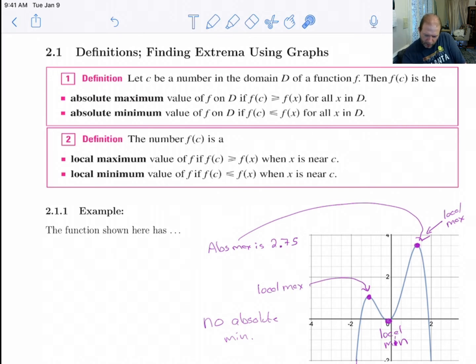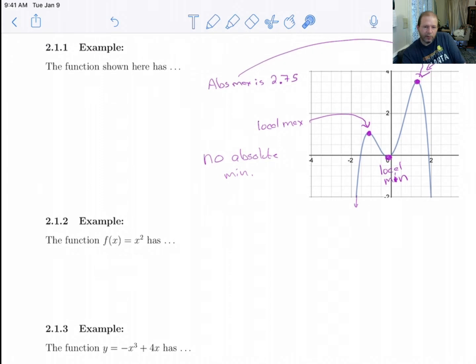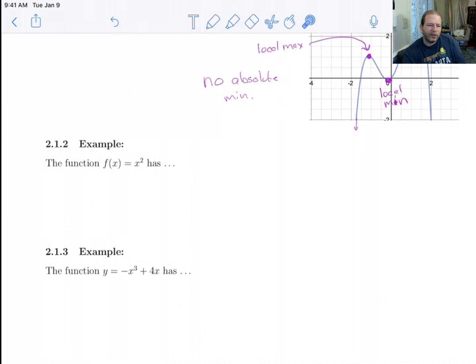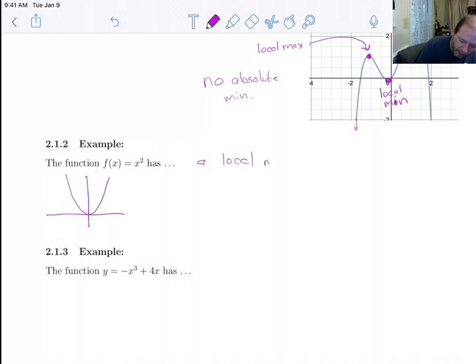So let's do a few more examples of this. The function f of x equals x squared. Now we know what that function looks like. Let me draw it. If we do this, it has a local minimum at x equals 0. And I'm going to put in one more thing. It has a local minimum of 0 at x equals 0.